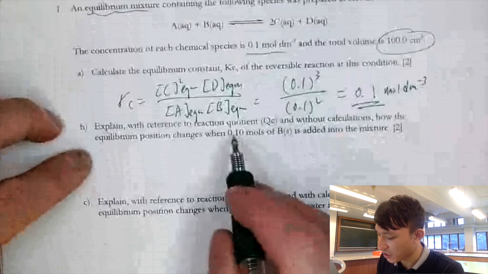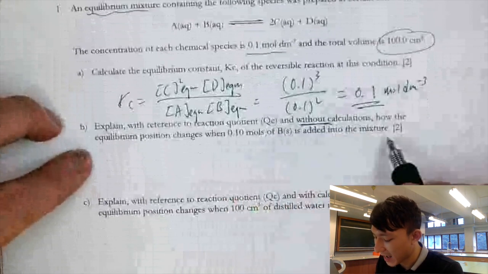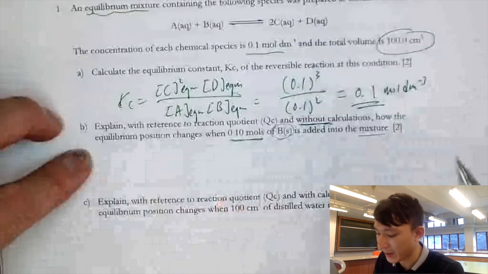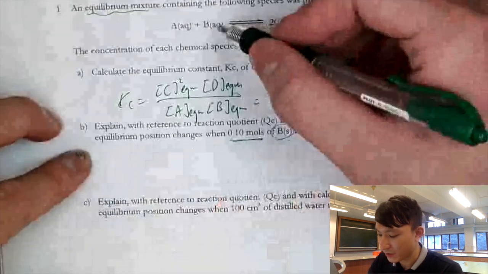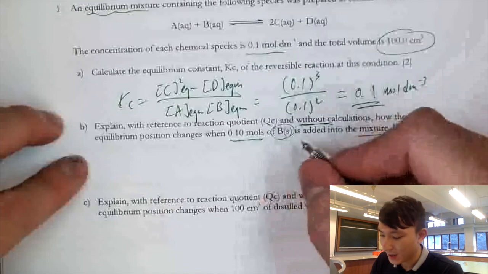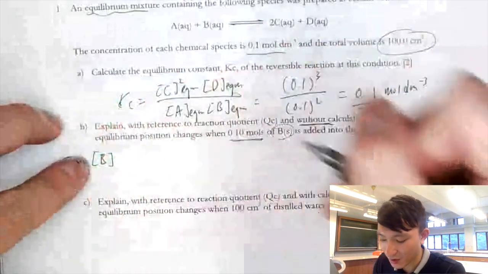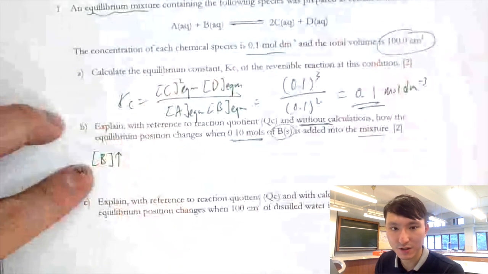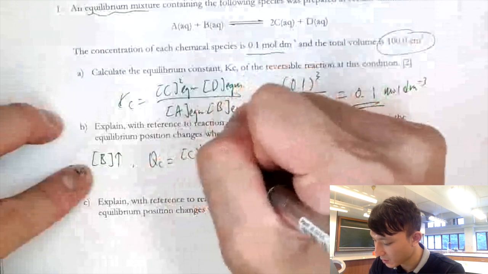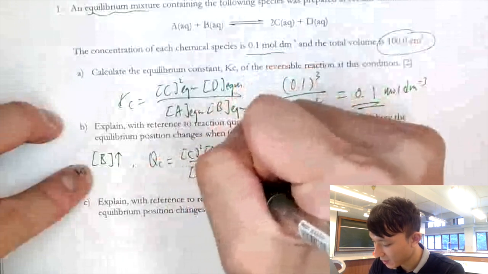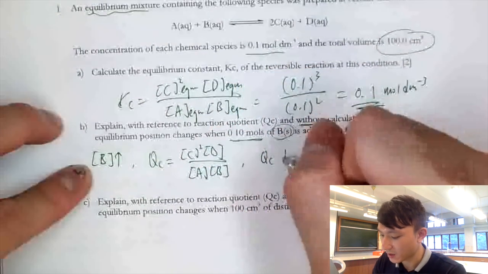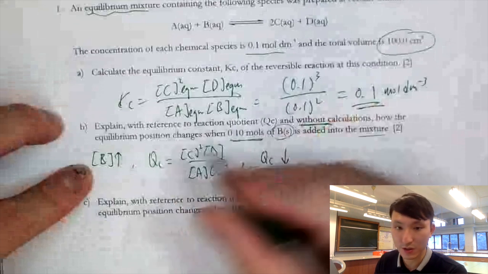Now, with reference to the reaction quotient, without calculation, how does the equilibrium position change when we add 0.1 mole of B into the mixture? So B is the reactant. If we add 0.1 mole of B, the concentration of B increases, right? Since Qc is equal to C squared over A and B, we will expect to see Qc decreases, right? If this one increases, Qc decreases, right?